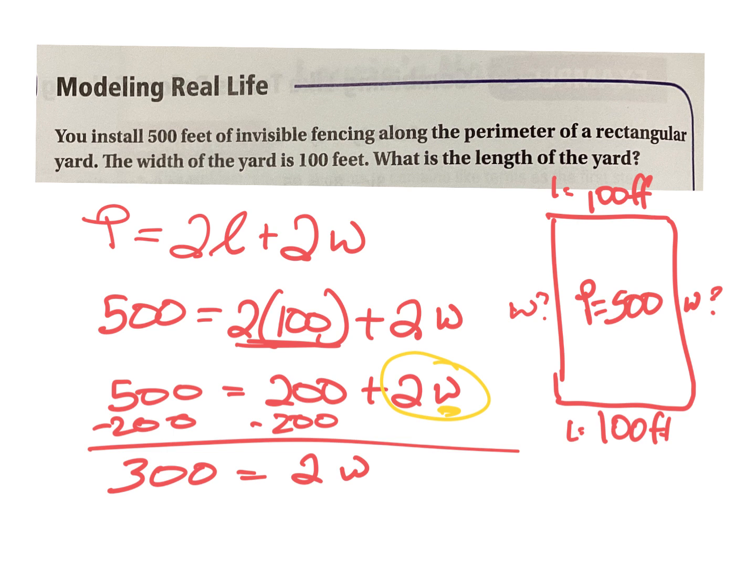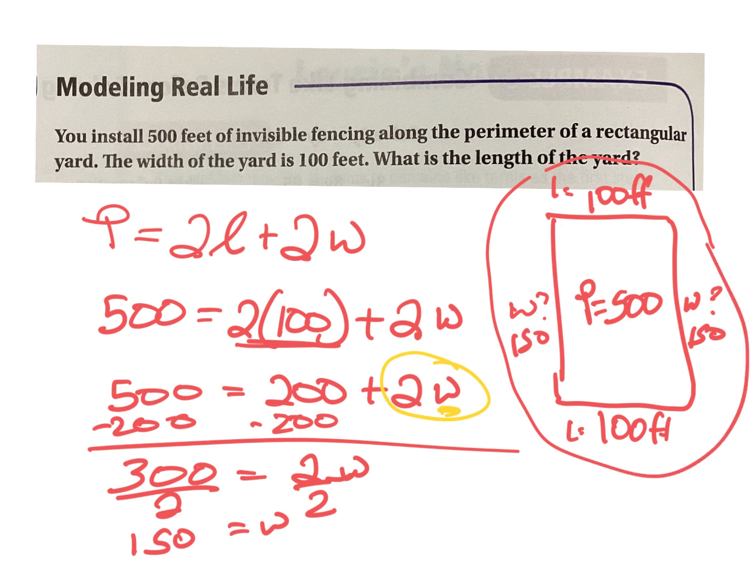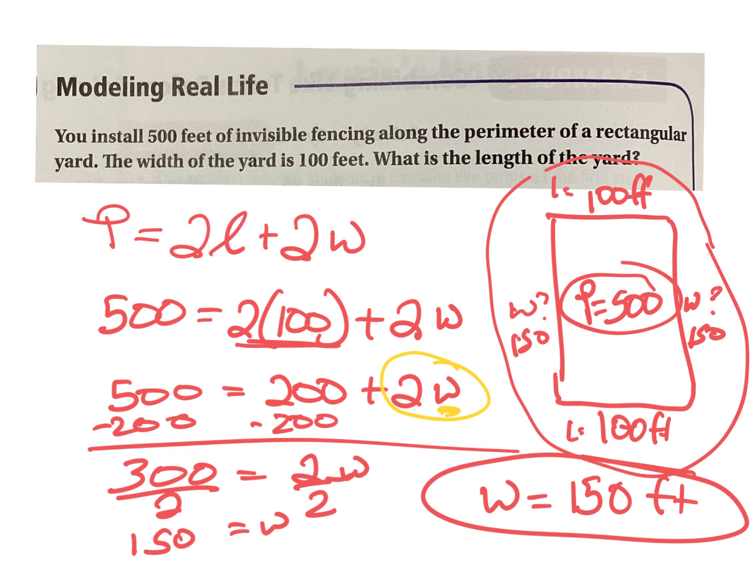Now I want to get rid of this 2. It's times 2, so I have to divide this by 2, divide that by 2. That gets me 150 equals my width. So 150, 150. Which makes sense because if I add up all of the way around it, 150 plus 150 is 300, plus another one is 400, plus another length is 500, which is that. So w equals 150 feet. Okay?